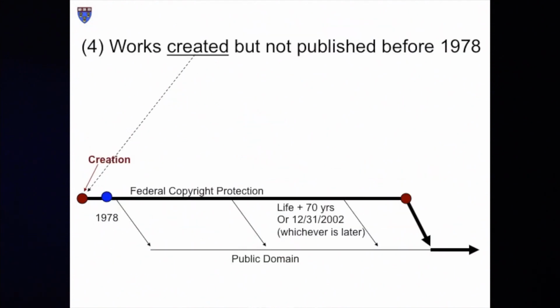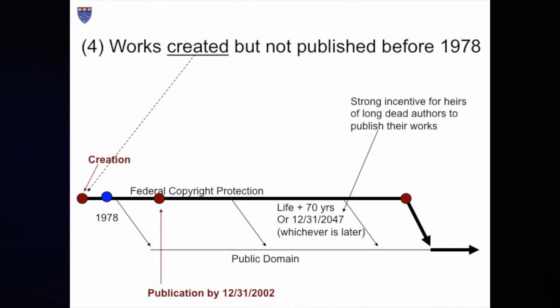Works in the fourth category overlap the fundamental change in the copyright system caused by the general reform of the statute in 1976. These were created but not published before 1978. Federal copyright protection for these lasts for the lives of their authors plus 70 years or the end of 2002, whichever is later. In addition, if they were published by the end of 2002, they got an extra lease on life until, at a minimum, the end of 2047. The purpose and effect of this provision was to nudge the heirs of the authors of such things to publish them.